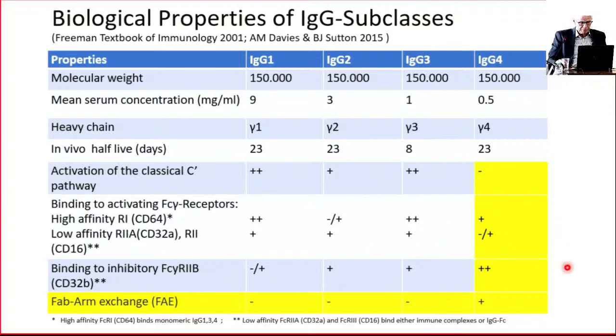And this is one which actually induces inhibition of inflammation in macrophages and dendritic cells. And then there is a unique property of this IgG4. This is the Fab-arm exchange. I'll show you in a minute what this means.